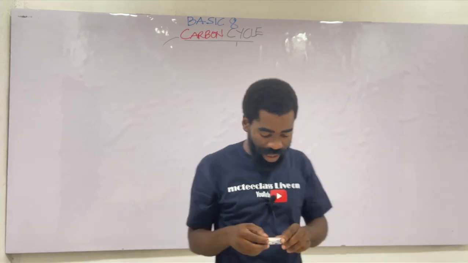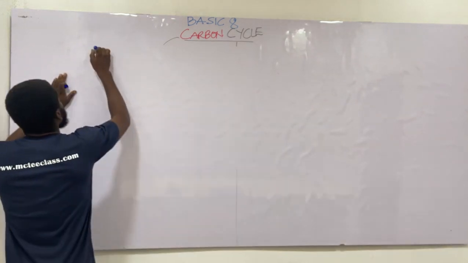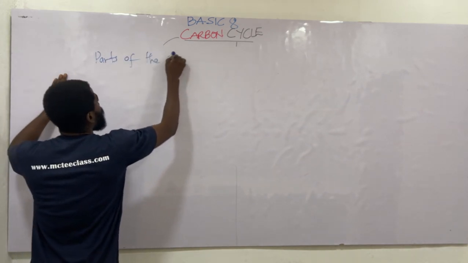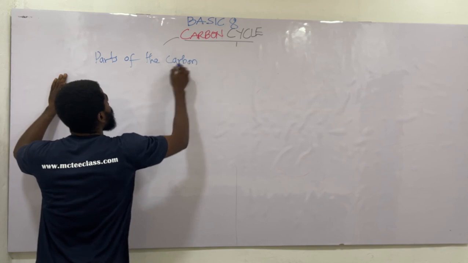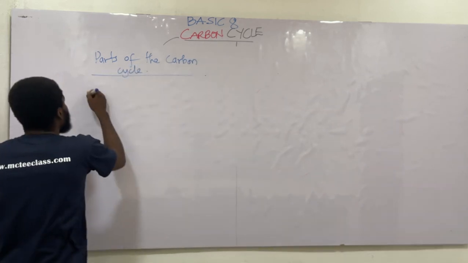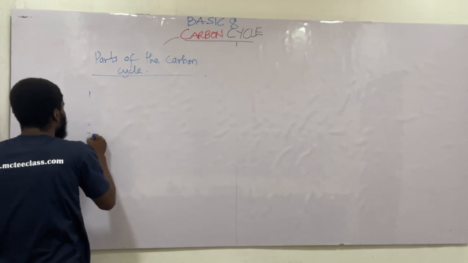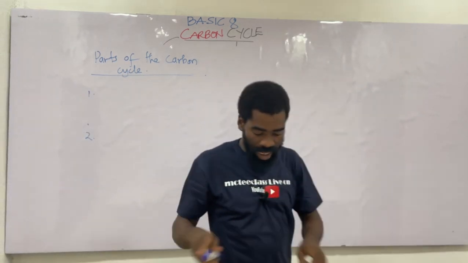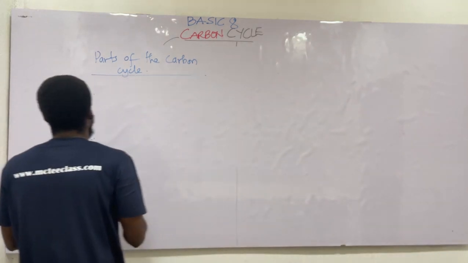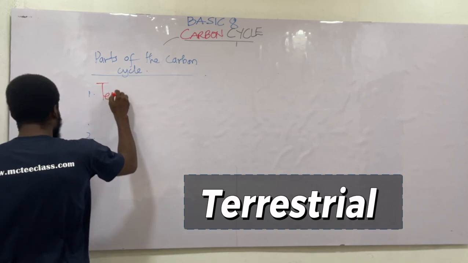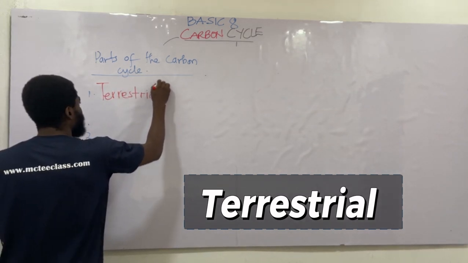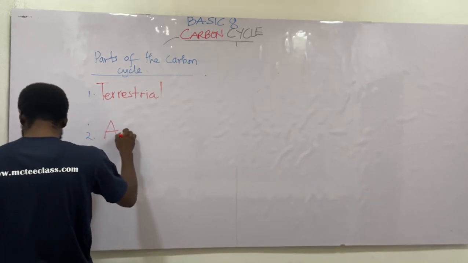So let's look at the parts of the carbon cycle. We have two parts of the carbon cycle. I said we have what? The terrestrial, and we have what? The aquatic. So we have the terrestrial, then we have the aquatic.